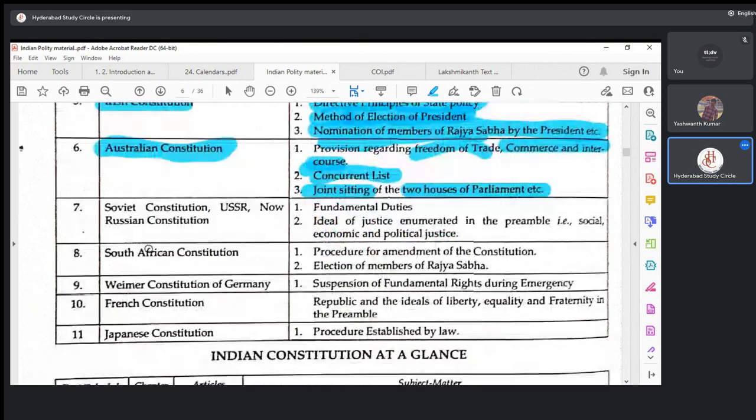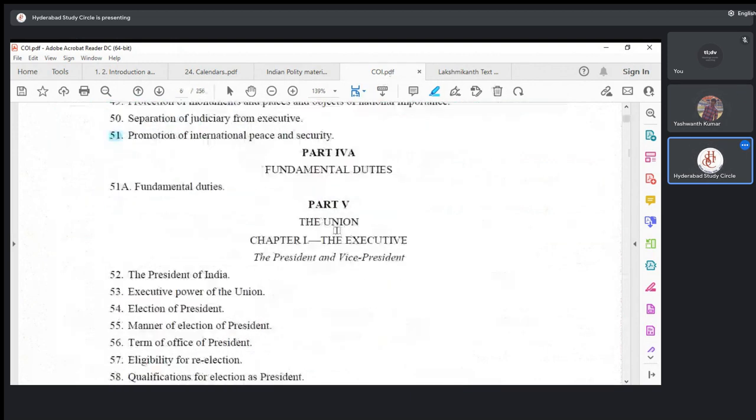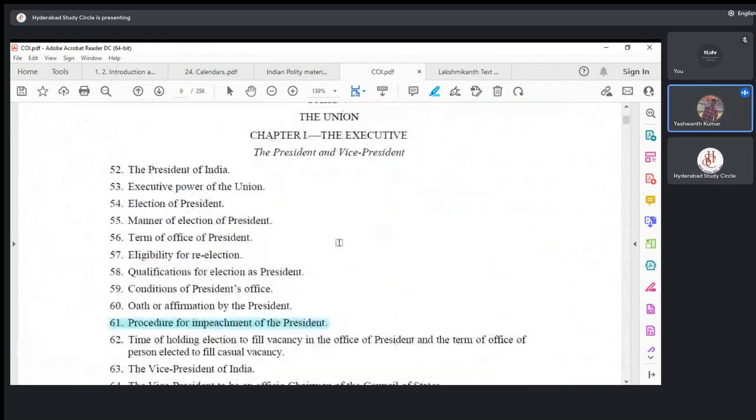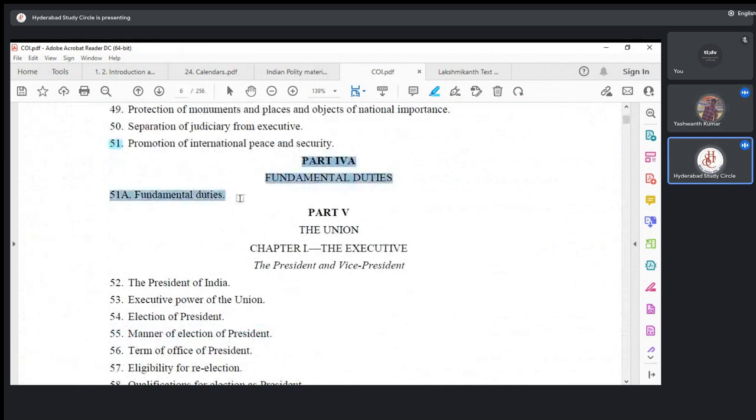What is next? Soviet Constitution, USSR, that is the Russian Constitution. What have we taken from the Russian Constitution? Fundamental duties. In which article do we have fundamental duties? Part 4A, article number 51, capital A. Part 4A, fundamental duties, article number 51A.